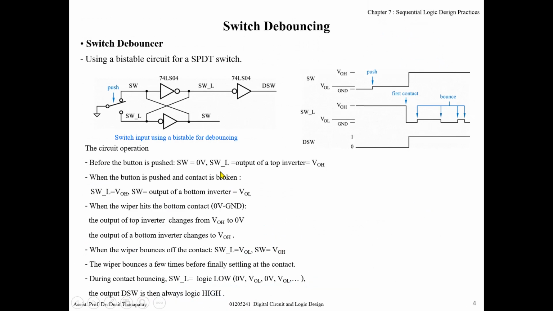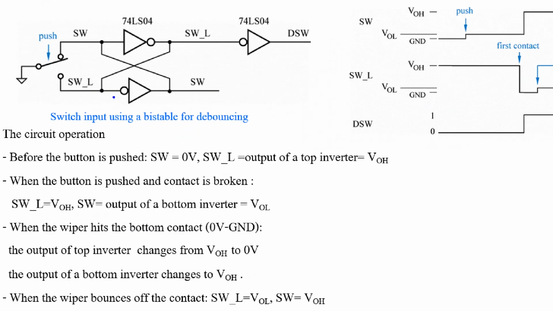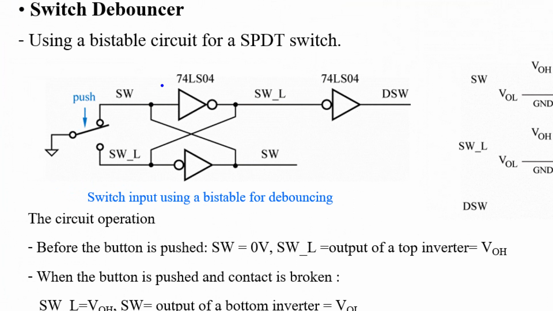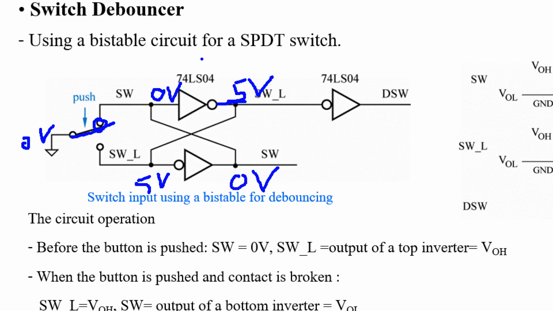And for the single pole, double throw switch, you may use a bistable circuit. For example, at the beginning, if it touches at this point and separates from this one, this is ground, 0 volt, right? So it becomes 0 volt here. So the output may be logic high, maybe near 5 volt. And 5 here. So this is an inverter, so it becomes 0 here. And it keeps this state.